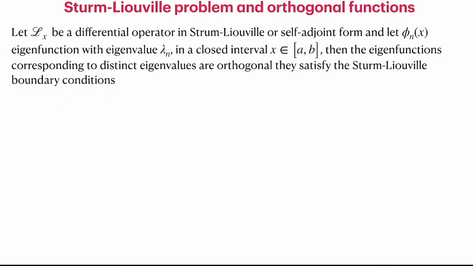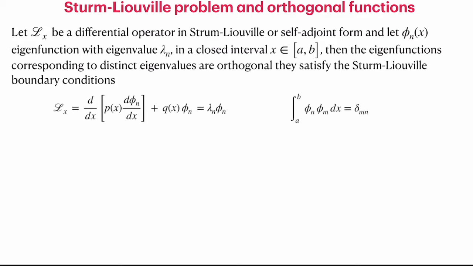We have seen this in the case of sine and cos and other specific cases. This is a more general result about orthogonal functions, the so-called Sturm-Liouville problem. You have a differential operator in the Sturm-Liouville form, and you have their eigenfunctions. Eigenfunctions corresponding to distinct eigenvalues are orthogonal to each other, and that is what we are going to show.